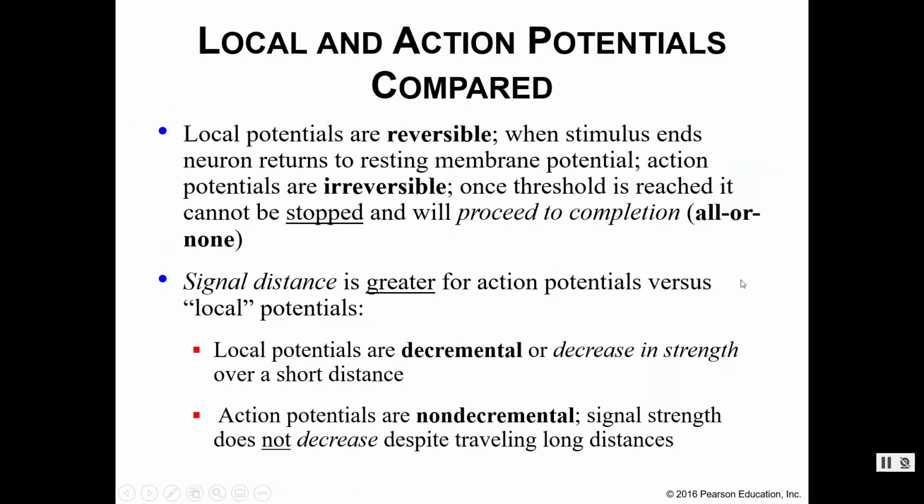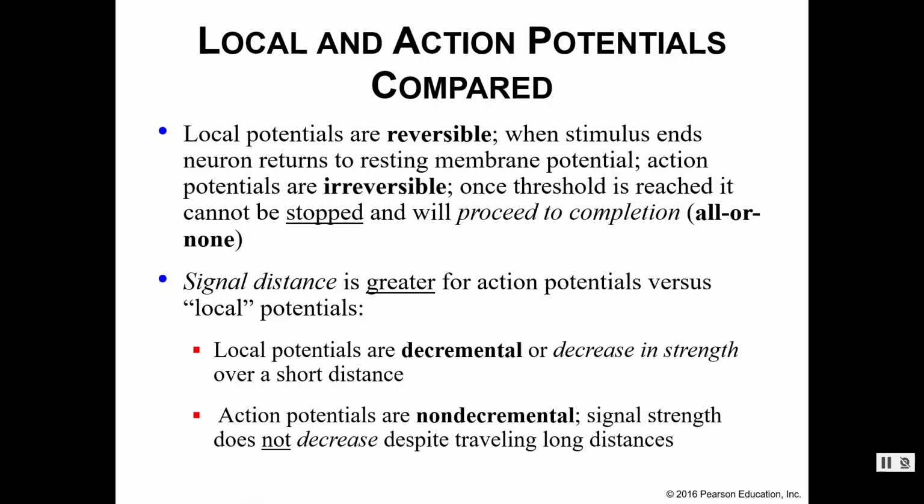All right, one last thing about local versus action potentials. Local potentials are reversible. When the stimulus ends, your neuron goes back to resting membrane potential. However, action potentials are irreversible. Once you hit threshold, you cannot stop an action potential from starting, and once it starts, it's going to finish. We call this the all or none principle. You either do it or you don't do it. There is no in between.